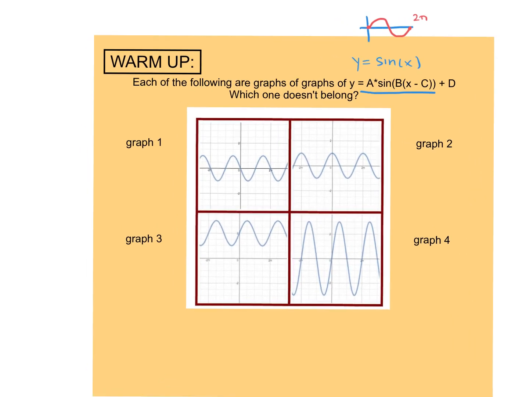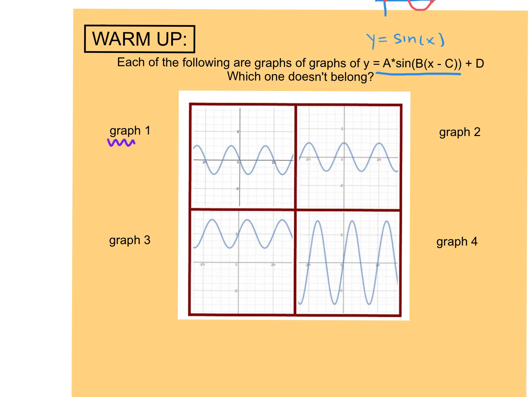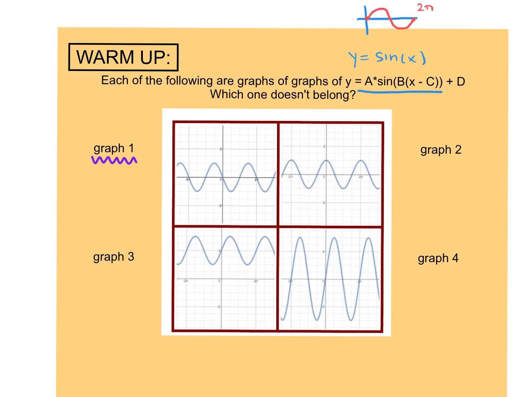With that in mind, looking at this first graph, I would pick this one out of all of them. It feels like it doesn't belong with the rest because our sine wave starts at 0 and typically goes up, whereas this sine wave starts at 0 and then goes down. So you could argue that this is a vertical reflection of the sine wave, okay? And it would be the only one that starts with that negative slope out of the four graphs.